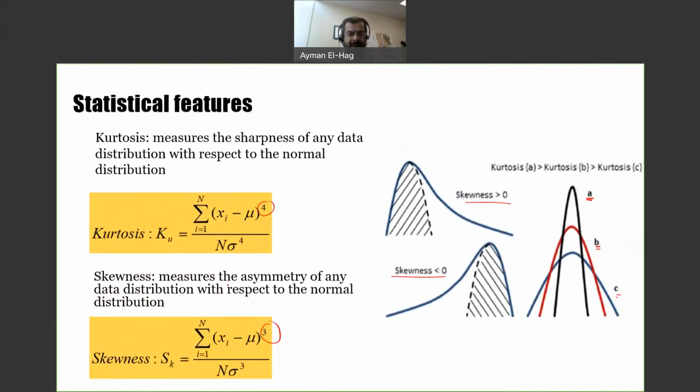And you look here to the formula, they are very similar. The kurtosis, the only difference, you are taking the difference between the signal and its mean, divide by n, the number of signals, and the standard deviation. But the only difference here, you are dealing with the power of 4, the skewness to the power of 3. So these are statistical features, and this is what we'll be using in this exercise.